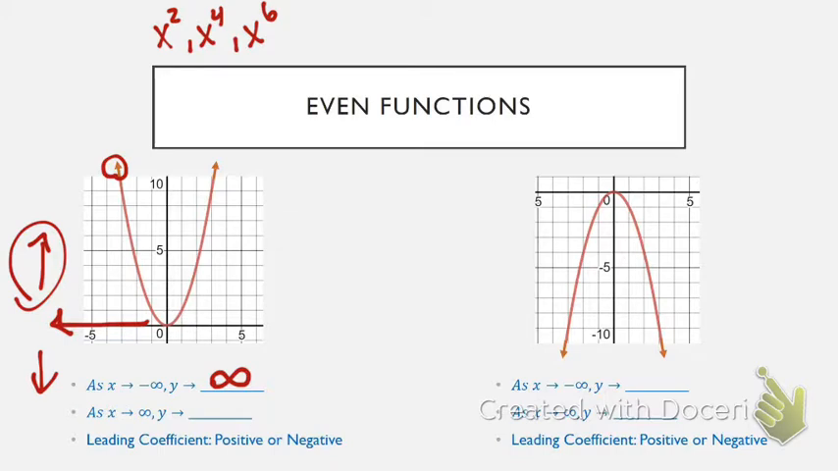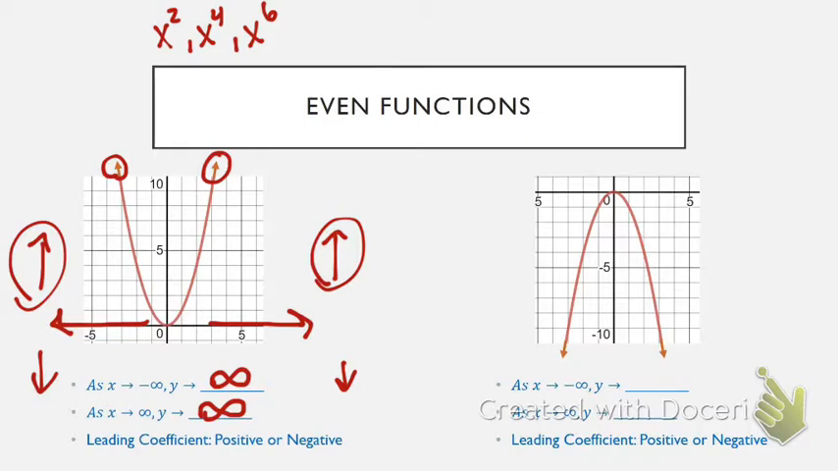For the second blank, it's as x approaches positive infinity. So as we go right forever, is my graph going up or down? So as we go right forever, my graph is going up. So y is approaching positive infinity. Positive infinity for both.